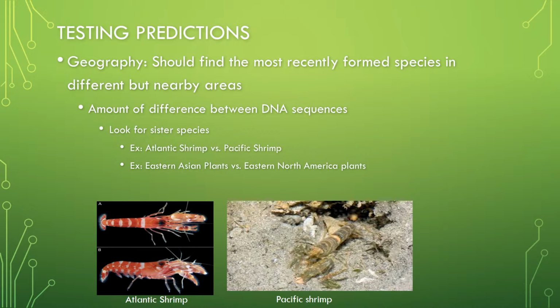Second prediction involves the geography of an area. If populations have to be physically isolated from one another for new species to form, we should find new species in different nearby areas. By looking at the DNA sequences of the species, you can get an estimate of the time in which they split. After narrowing down the time lapse difference, you can look at sister species and look for differences.